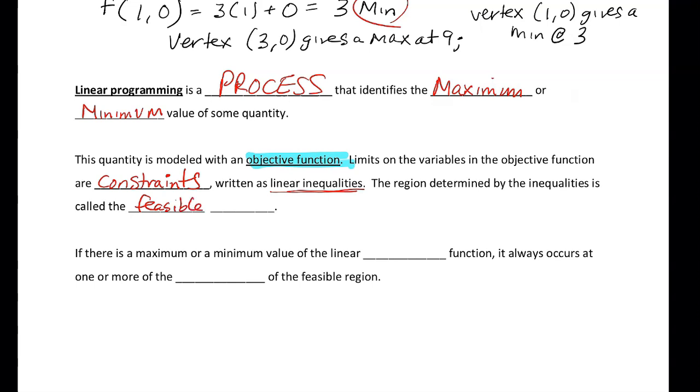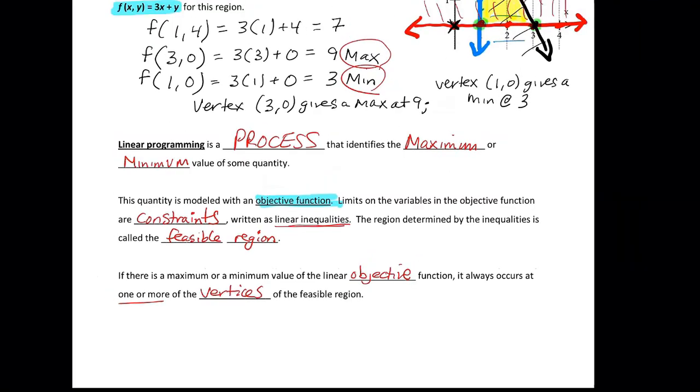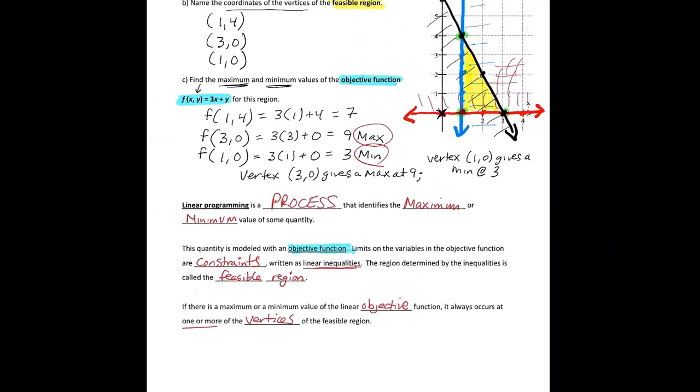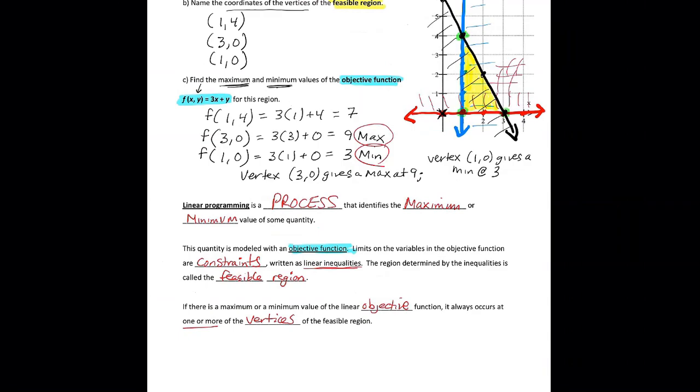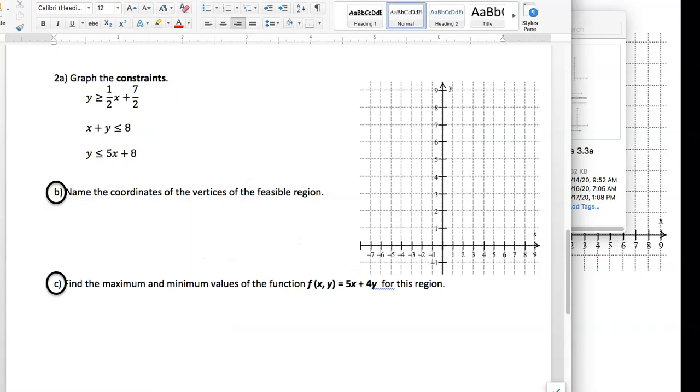It's called feasible because it gives us all the feasible coordinates that we should use, all the possible coordinates we should use. If there's a max or min value of the linear objective function, it always occurs at one or more of the vertices of the feasible region. And that's what we did in B: find the coordinates of the vertices, and then plug those into our objective function. Moving on to page 2, let's look at number 2 at the top of page 2 of your notes.